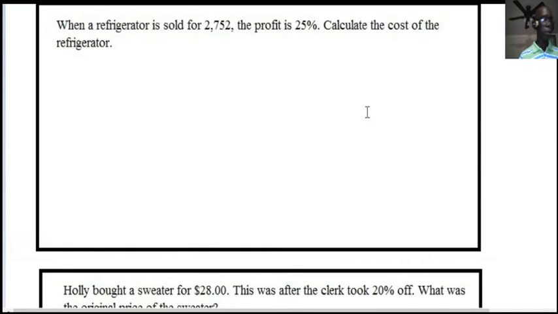We must read this problem very carefully, because we must not go ahead and find 25% of 2,752 to get our answer. Note that the profit was not given to us in an exact amount. It was given as a percentage. Therefore, the profit is 25% of the cost price. The cost price plus 25% of the cost price gives us the selling price of $2,752. We can set up an equation and solve it to find the cost price. Let the cost price be represented by x.